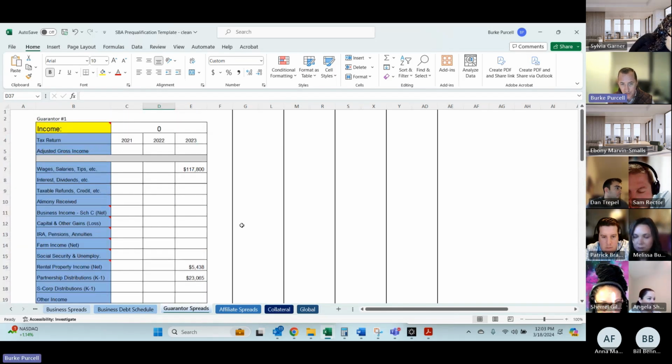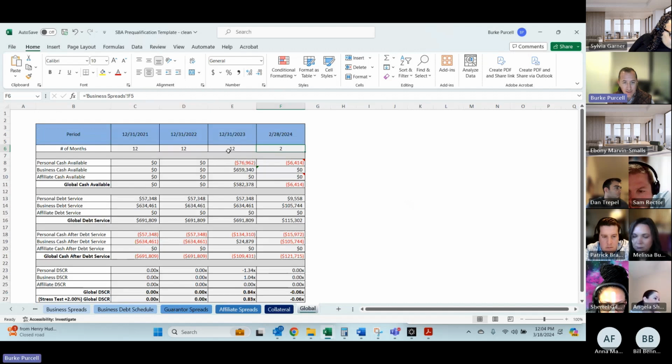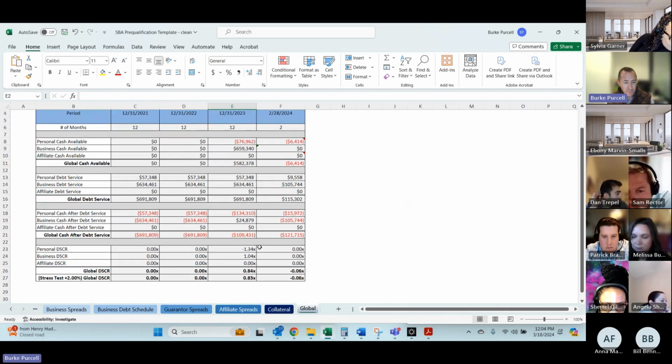I just spread it global. I just spread him personally. So now I'm going to come over to the global tab and see what's going on for 2023, even though I know I spread 22, I put it in the wrong column. And let's see what's going on.